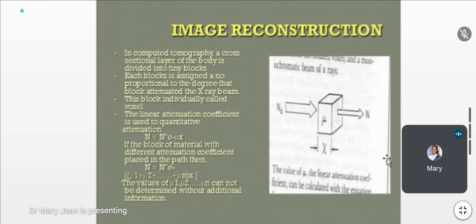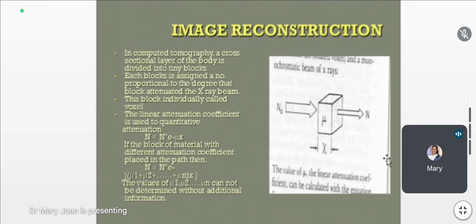Coming to image reconstruction: in computed tomography, a cross-sectional layer of the body is divided into tiny blocks. Each block is assigned a number proportional to the degree to which that block attenuated the X-ray beam. This block, individually, is called a pixel, and the three-dimensional block is called a voxel. The linear attenuation coefficient is used to quantify attenuation: N equals N0 e raised to minus mu x.